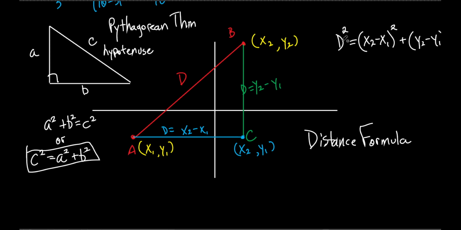So how do I get d by itself? How do I get rid of something that's being squared? Well, how do I get rid of anything in algebra? I always do the what? Opposite. So what's the opposite of squaring something?